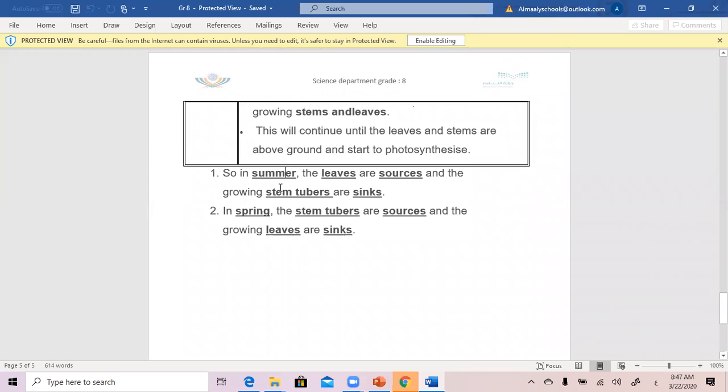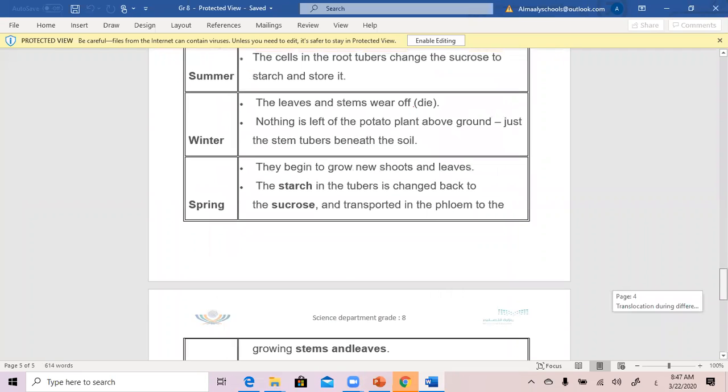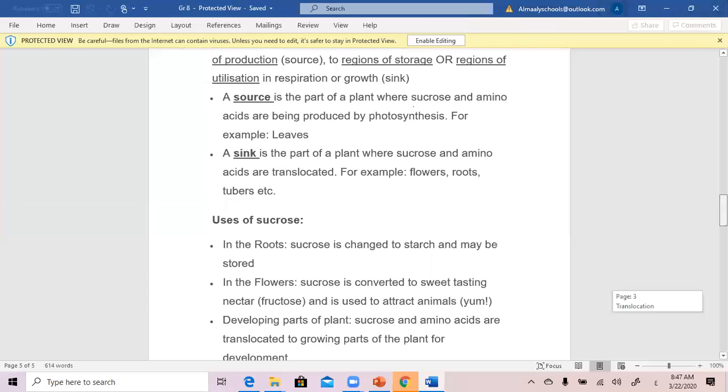So I will repeat another time. In the summer, different from in the spring, the leaves make the food, so they are the sources of the food here. In the spring, the stem tubers are sources, and the growing leaves are sinks here. I'm sure now you understand the difference between sink and source. In the next time, inshallah, we will solve the problem.